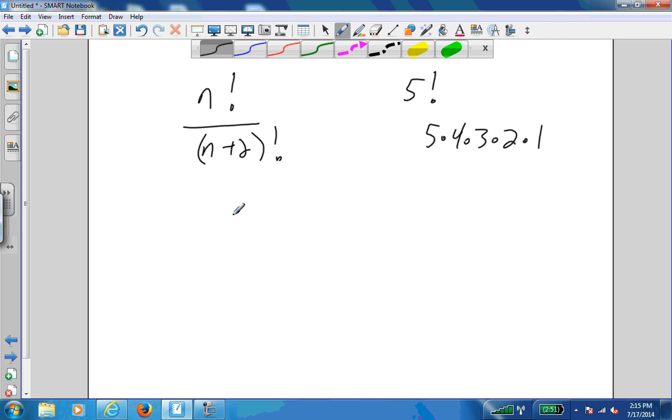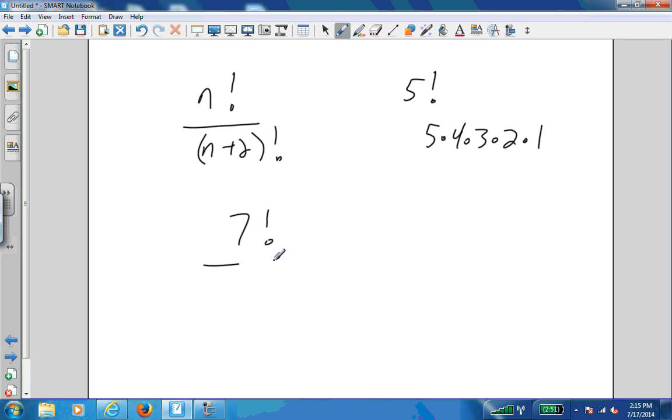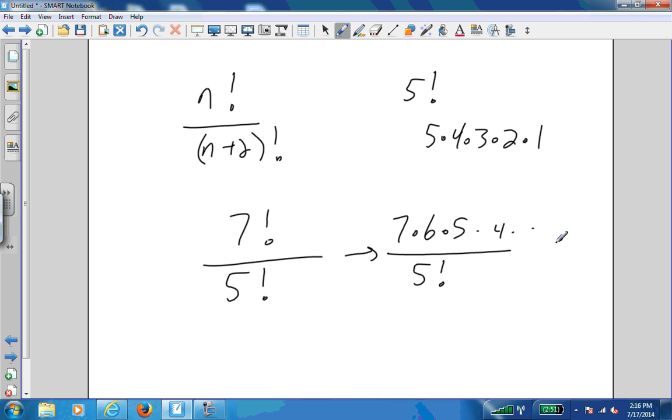Let's look at some factorials that have numbers instead of letters. Let's rewrite this as 7 times 6 times 5, and then it'll be times 4 times 3 times 2 times 1. But since the denominator is 5 factorial, instead of listing 4, 3, 2, 1, and so forth, notice that 5 factorial would take care of the rest of those.